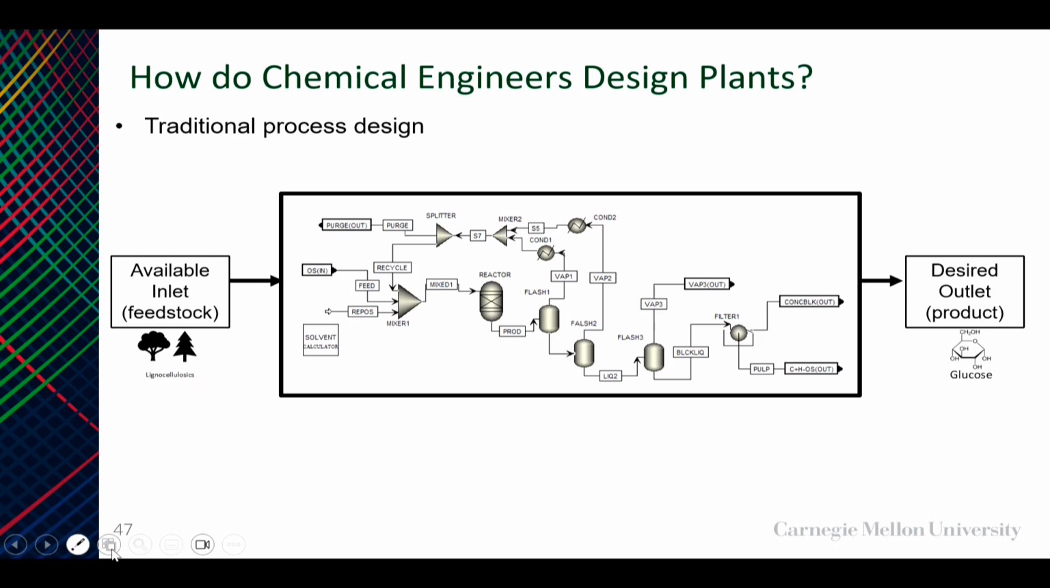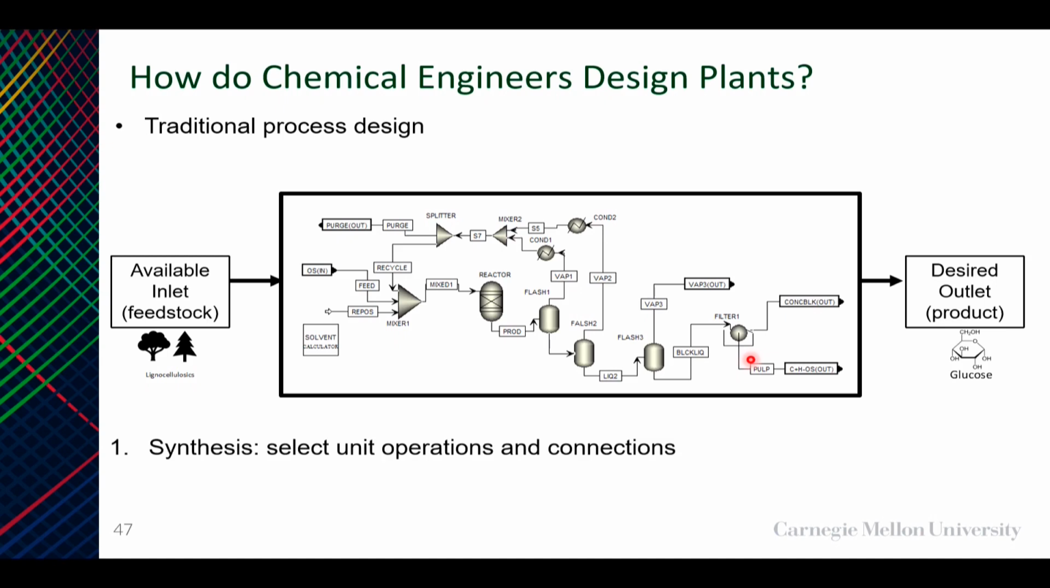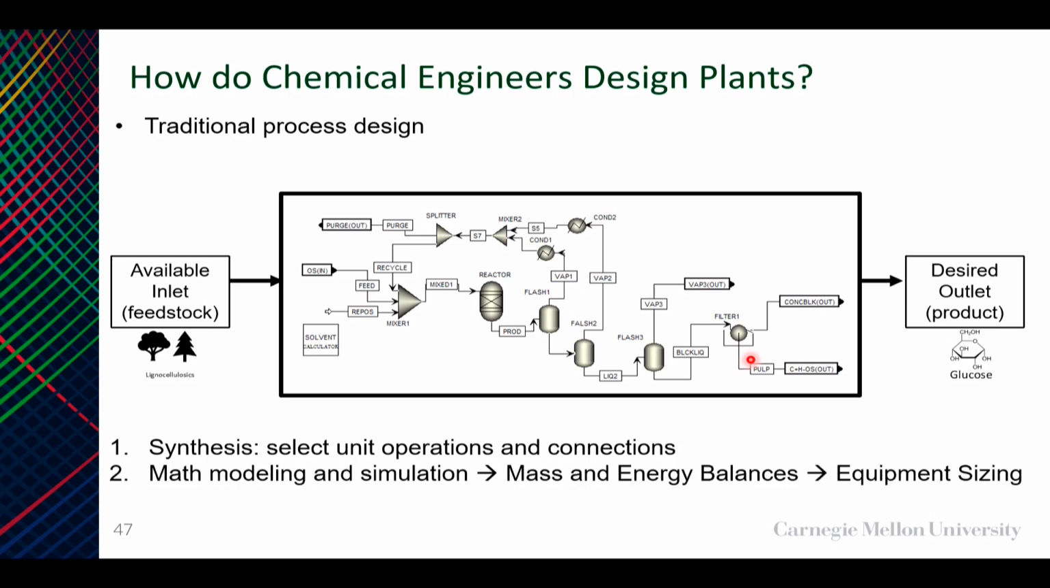A unit operation can be a reactor, can be a separator, for example, a distillation column, a flash, and a filter, and we also need to add pumps, and we need to add compressors. At this stage, this is called the synthesis step, and it's where we select the unit operations and how they are connected. Then once we have this step done, we have what we call the flow sheet.